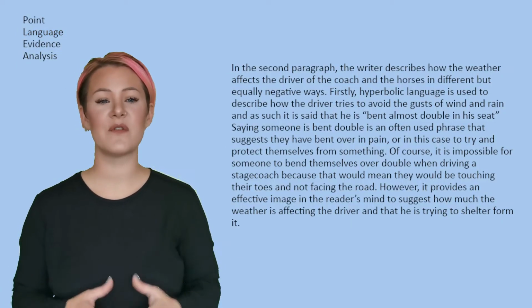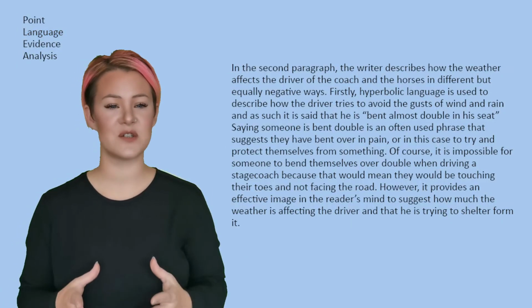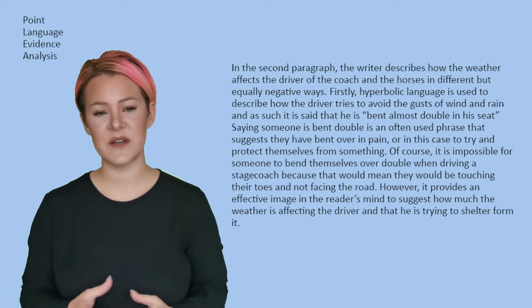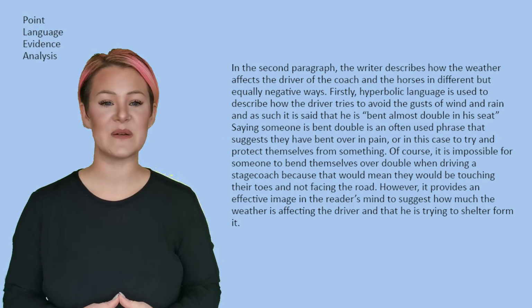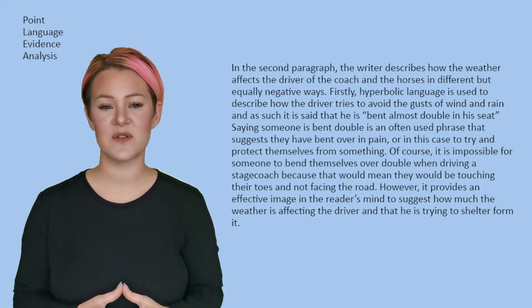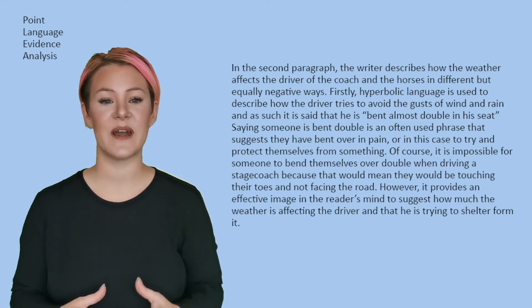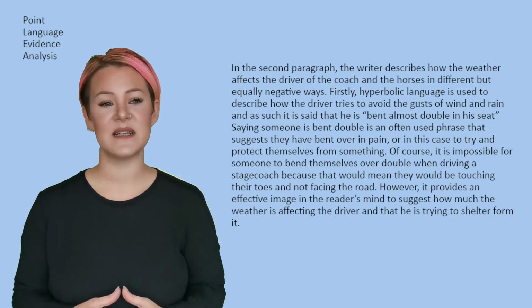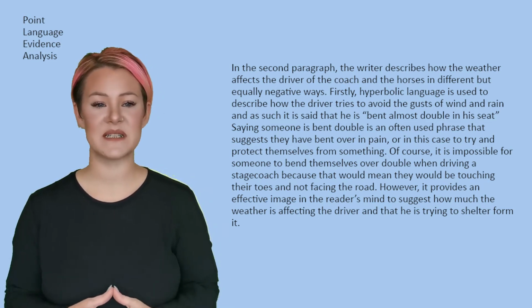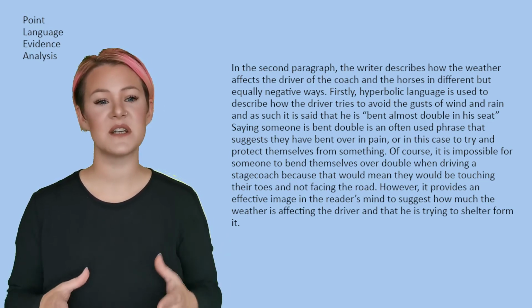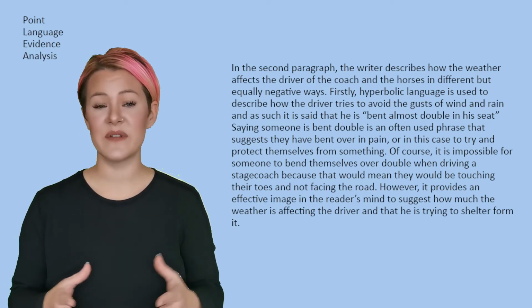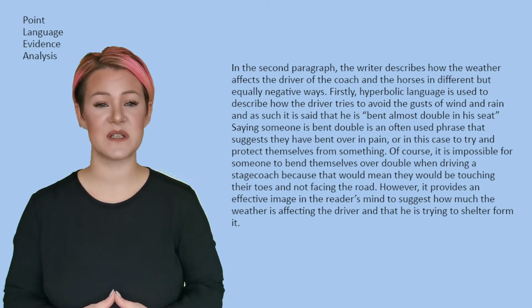In the second paragraph, the writer describes how the weather affects the driver of the coach and the horses in different but equally negative ways. Firstly, hyperbolic language is used to describe how the driver tries to avoid the gusts of wind and rain, and as such, it is said that he is bent almost double in his seat. Saying someone is bent double is an often used phrase that suggests that they have bent over in pain, or in this case, to try and protect themselves from something.